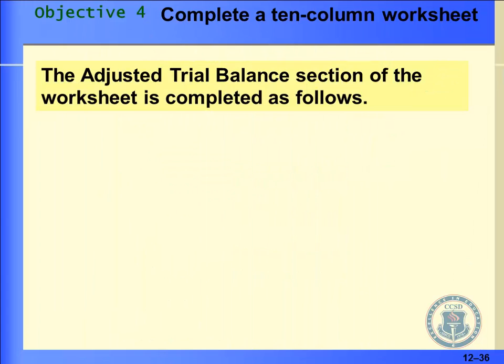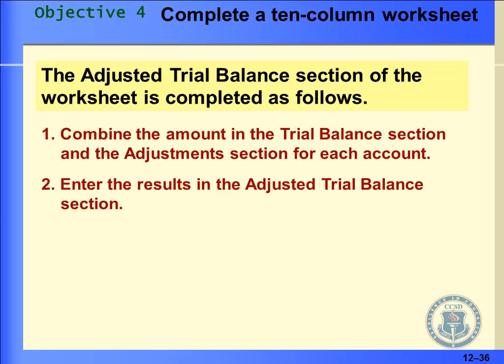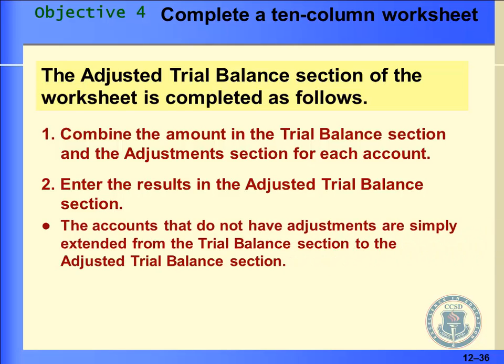The adjusted trial balance is the section of the worksheet that is completed as follows. First, we want to combine all the amounts of the trial balance with all the amounts of the adjustments, and enter that into the adjusted trial balance. So we take the trial balance and adjustments and make the adjusted trial balance. It's like the perfect love child of these two. And the accounts that do not have adjustments are simply taken from here and brought over to here. If no adjustment has happened, we just transfer it to the correct one.